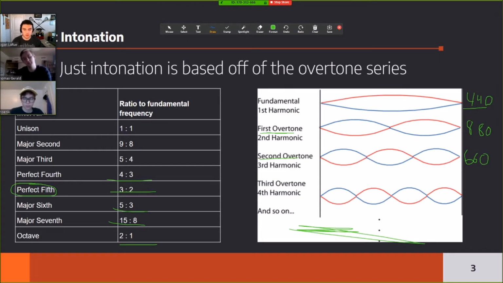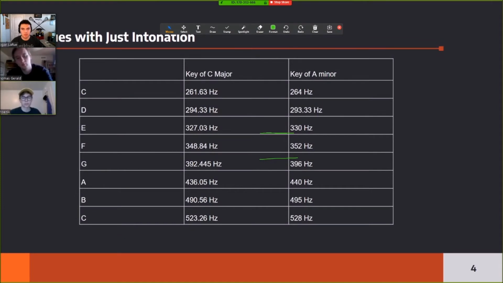And so because just intonation is based off of the overtone series, it has a couple of issues. The main issue is that when you base all the notes in a scale off of one note, whenever you have to change keys, you have to change the entire tuning. So if you look at this, the biggest issue with just intonation is you have to change tuning every time you want to change keys.